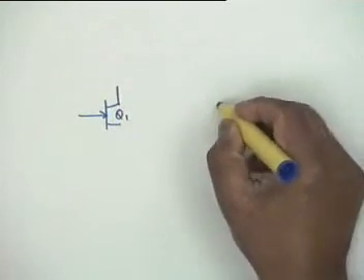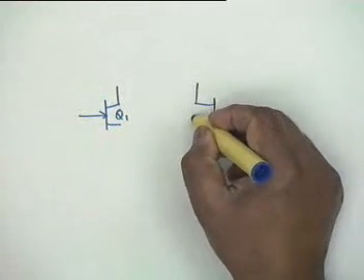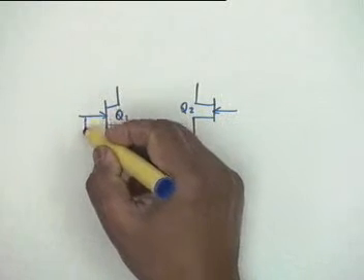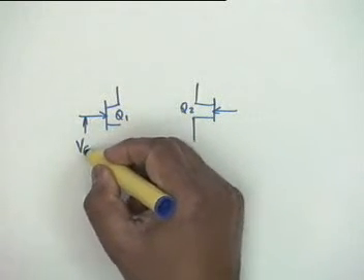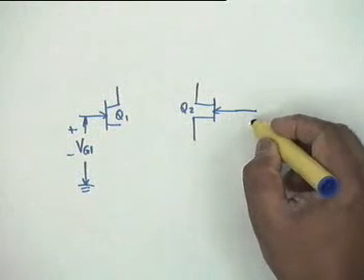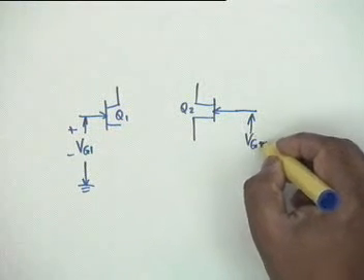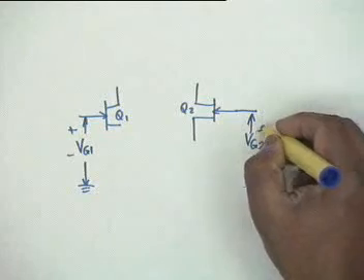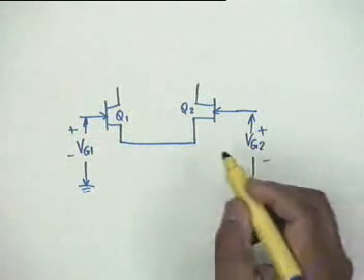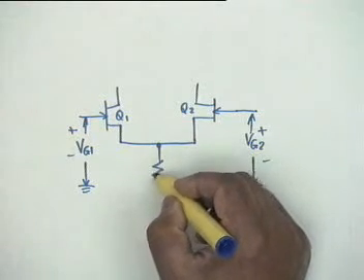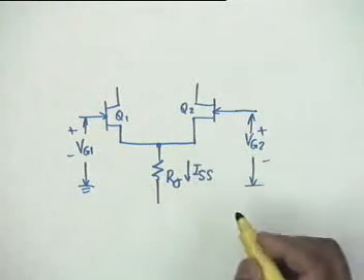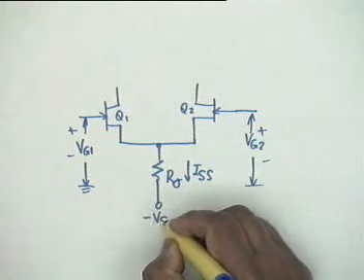This is the initial part, Q1 and Q2. This voltage is VG1 and this voltage is VG2. The two sources are connected together, S1 and S2, and they are connected to a resistance R sigma. This current is ISS and this is minus VSS.